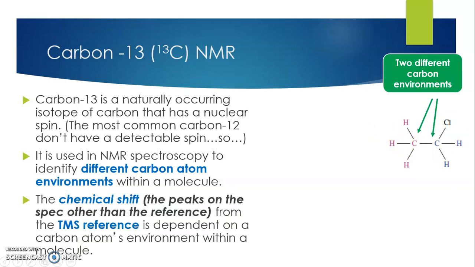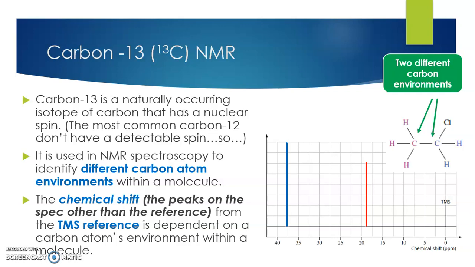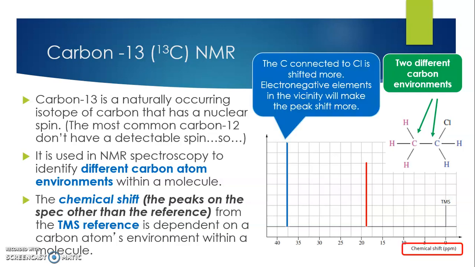The chemical shift that's produced on the spectrum is dependent on a carbon atom's environment within the molecule. So for this molecule, if it is going through a carbon-13 NMR spectrum, it will have 2 peaks. And you'll notice that the carbon that's connected to the chlorine group, because it has a more electronegative element in its vicinity, so the peak of that particular carbon on the right is shifted more.